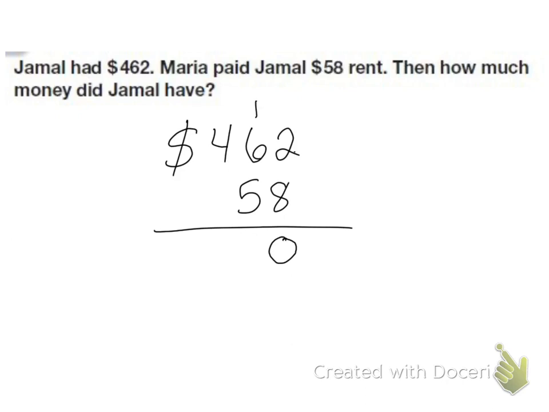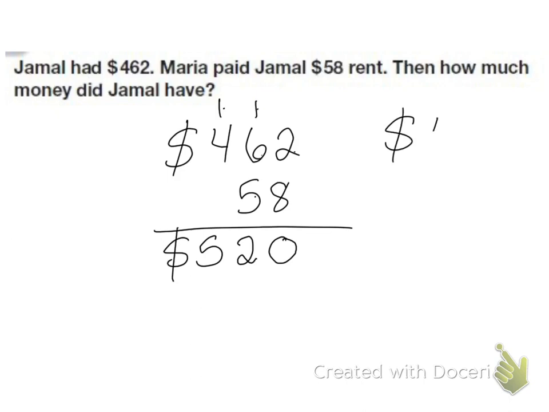Okay, now I'm going to add the tens place. So I have 1 plus 6 is 7, plus 5 is 12. So again, I'm going to put the ones place down and carry the tens place, or the hundreds place, because I traded 10 tens for 100. And I'm going to add the next one. 1 plus 4 is 5. So my answer is $520.